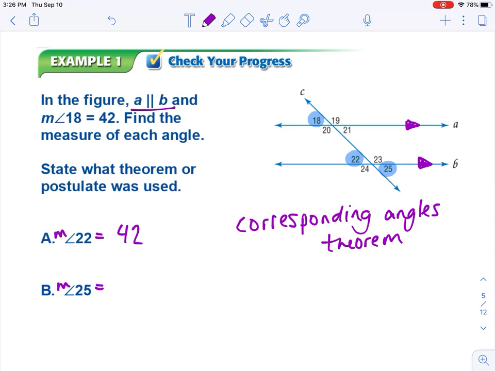And 22 to 25 are vertical. So this is vertical angles theorem. I'm going to go ahead and shorten it to VAT. That one is okay to shorten because everybody in the math world knows VAT is vertical angles theorem. So the measure of angle 25 is also 42 degrees.